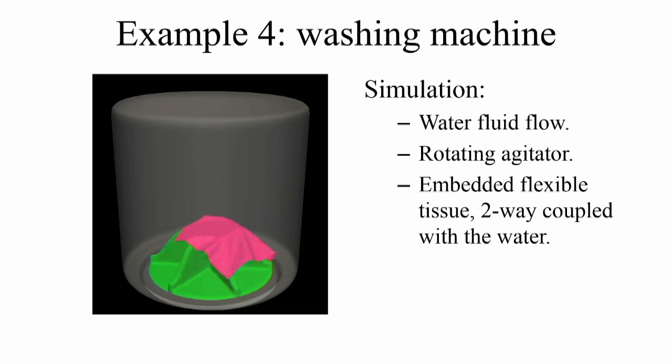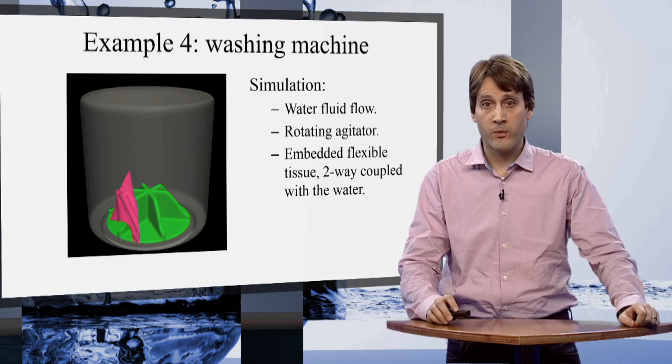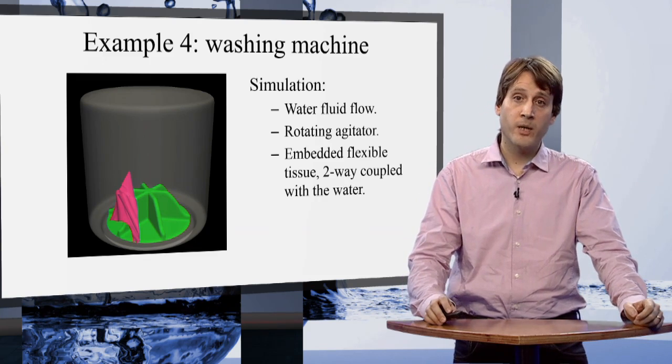To know the answer to this question, you need to simulate everything: the motion of the rotating agitator, the fluid flow dynamics of the water in the washing machine, and the physics of the tissue placed in the machine. It is a very difficult problem because the coupling between the tissue goes in two ways. The water feels the effect of the tissue, and the tissue feels the effect of the water.